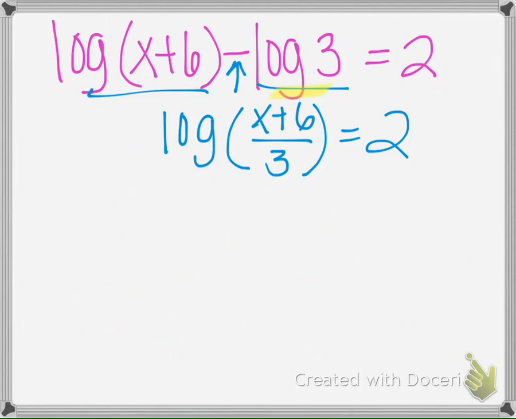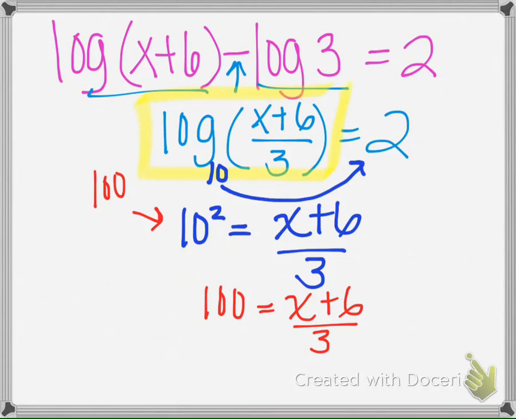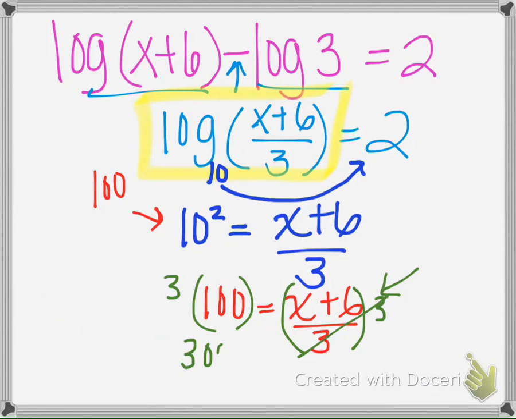Now that the log is by itself, we're going to write it as an exponential equation. Since there's no base there, it's a 10. So we'd have 10 to the second power equals (x plus 6) over 3. And 10 to the second power is 100. To get rid of this 3, since we have a rational equation, a fraction in our equation, we're going to multiply both sides by the common denominator, which is 3, so those will cancel. 3 times 100 is 300.